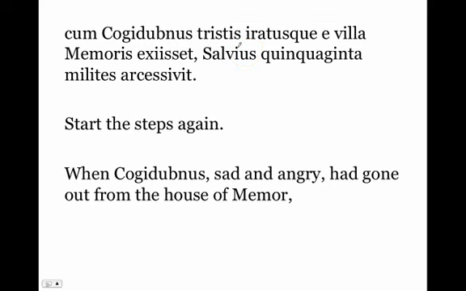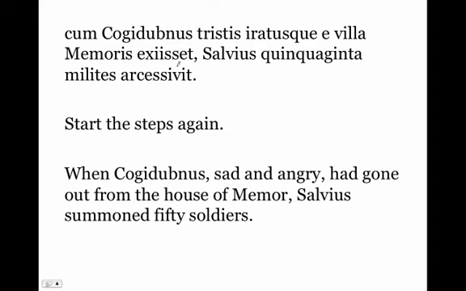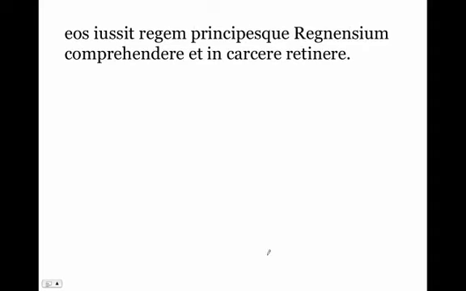Start the steps again. We're going to take our subject and we're going to run to our verb. Salvius summoned. What did he summon? Quinquaginta milites, 50 soldiers. Next sentence. So again, we're going to use the same methodology. I always urge you to read the whole sentence through. Keep in mind, sometimes there isn't going to be a complex system of clauses.